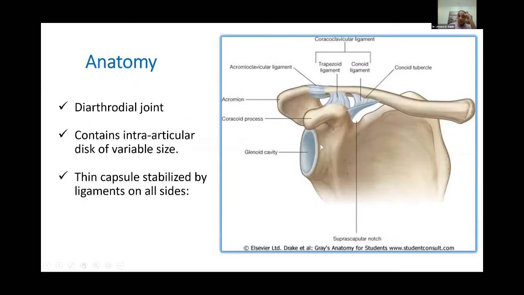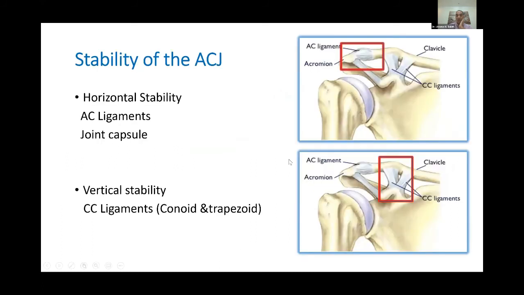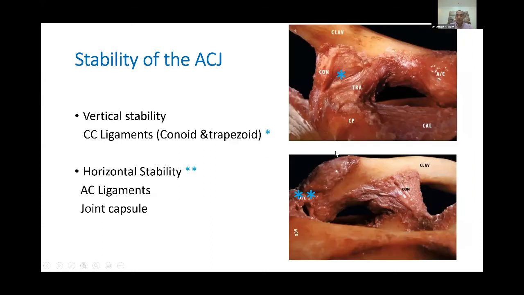So we came to know the anatomy with Dr. Sobhy in detail, the structures which stabilize the AC joint. But what I want to stress in the anatomy is that the stability of the AC joint does not come only from the CC ligament. It comes from three important structures.